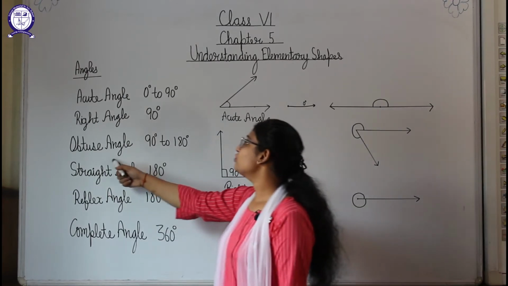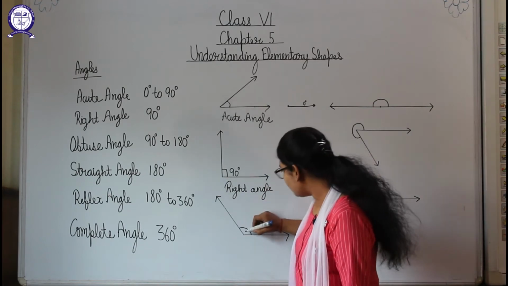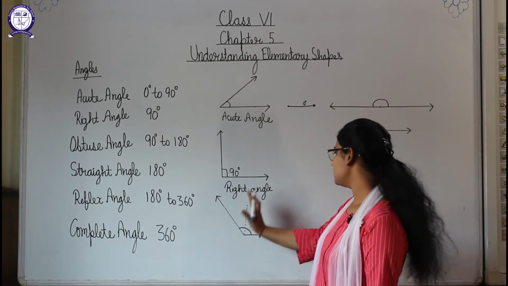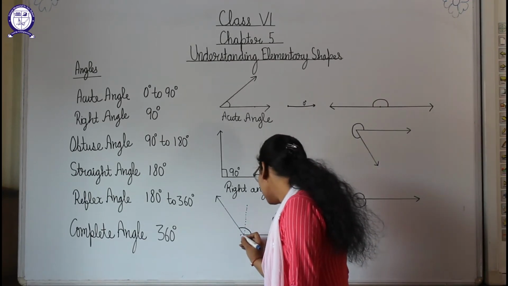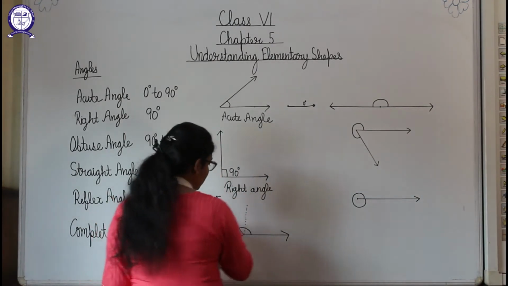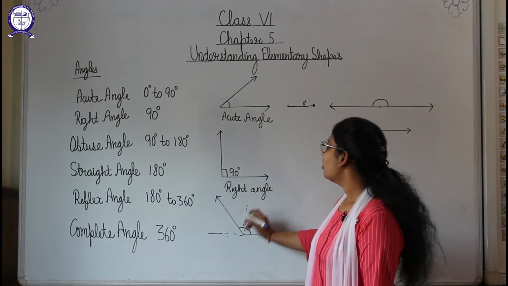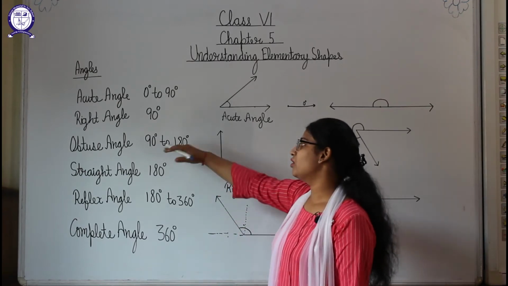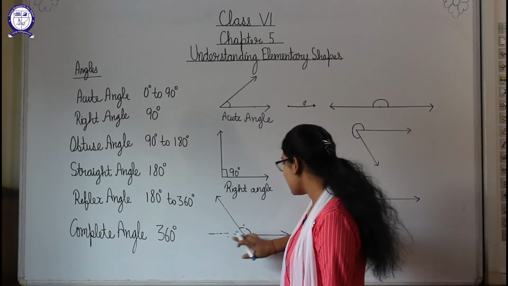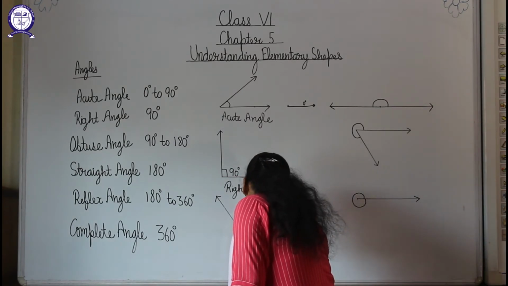Now next one is obtuse angle. Students, obtuse angles are from 90 degree to 180 degree. You know the 90 degree angle means the perpendicular from the baseline. This is the baseline and this is the right angle, and the 180 degree angle is the straight angle, meaning if we draw like this, then this is the straight angle. So from here to here, all the angles are obtuse angles. Obtuse angles are from 90 degree to 180 degree. So this angle here is an obtuse angle, and this angle is also an obtuse angle.